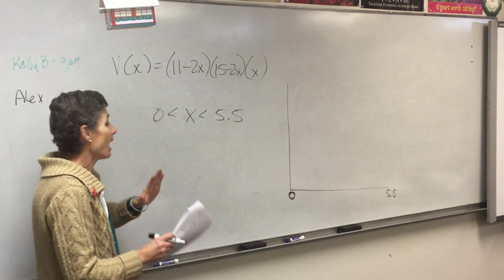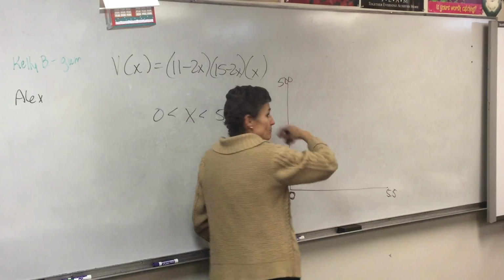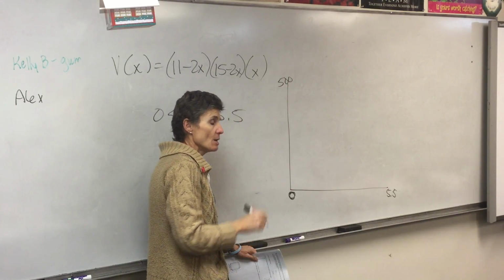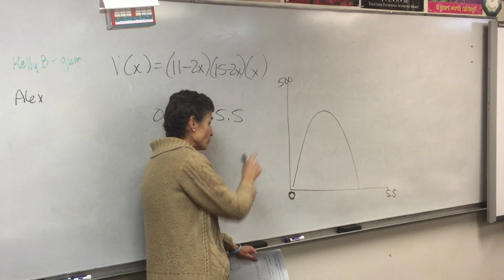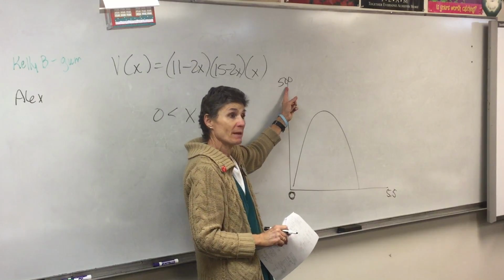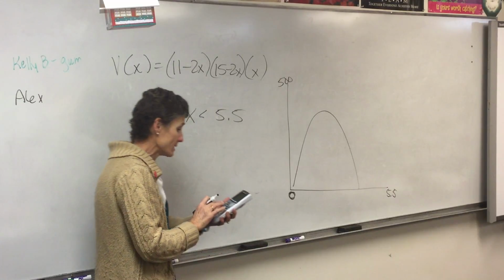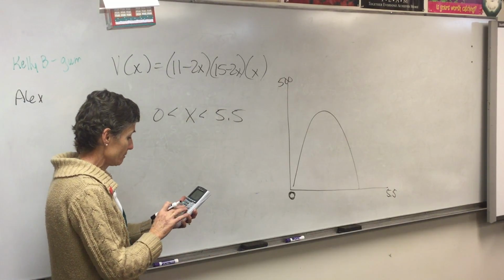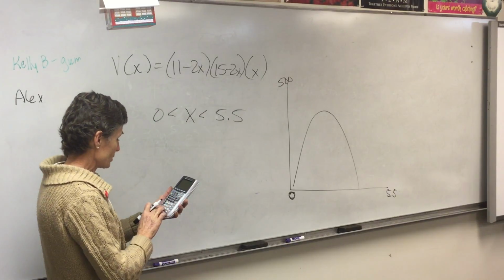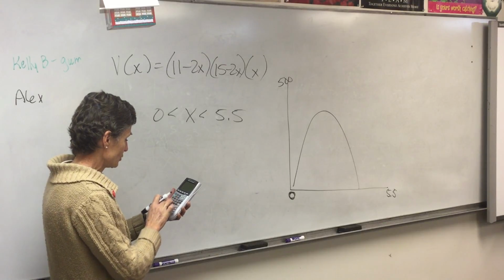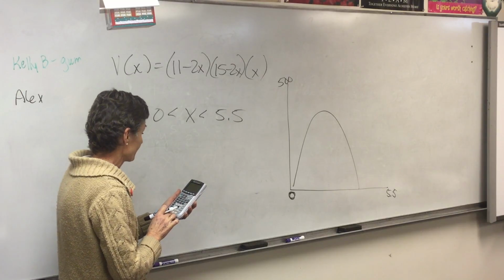Now, what's Y max? I have no idea. So I'm going to guess. I'm going to say 500. I'm just randomly guessing a number. When I graph this, this is what I better see. If I don't see that, I may have to make that number bigger, remember? To accommodate. I am randomly guessing. I have no idea. I want to put in my equation, which is 11 minus 2x, 15 minus 2x, and x.